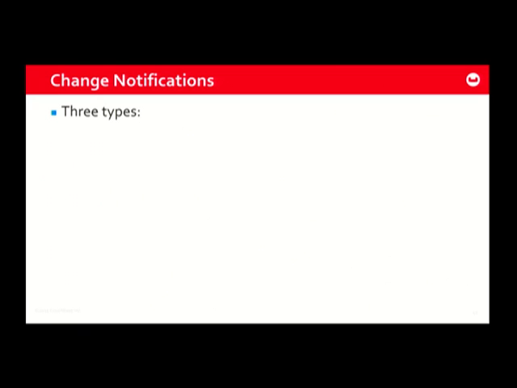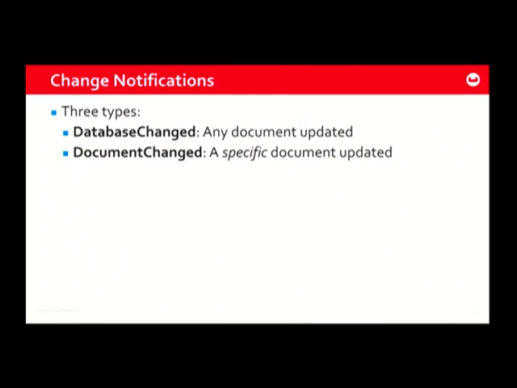OK, change notifications. Wayne went into this a bit. We have 3 types. There's the database change notification, which gets triggered anytime any document changes in the database. If you have a reference to a document object, you can listen to change notifications from that document specifically. And live queries will post notifications when the result set changes.